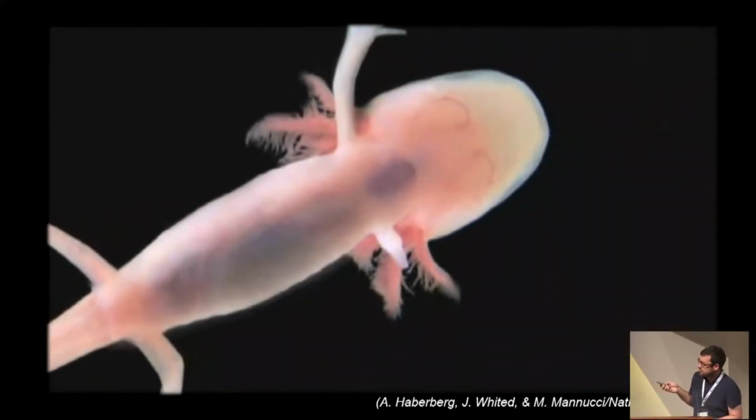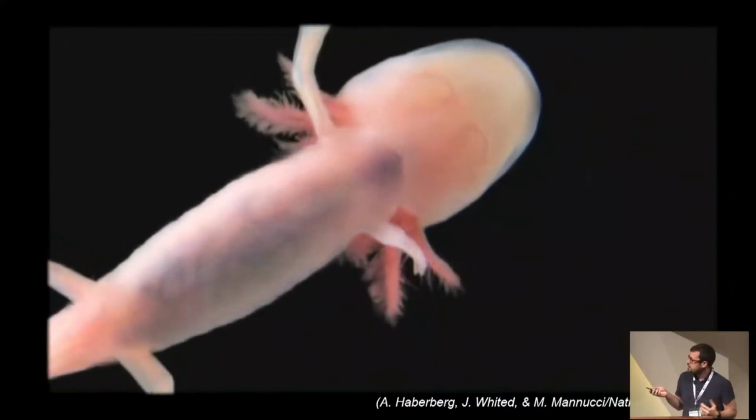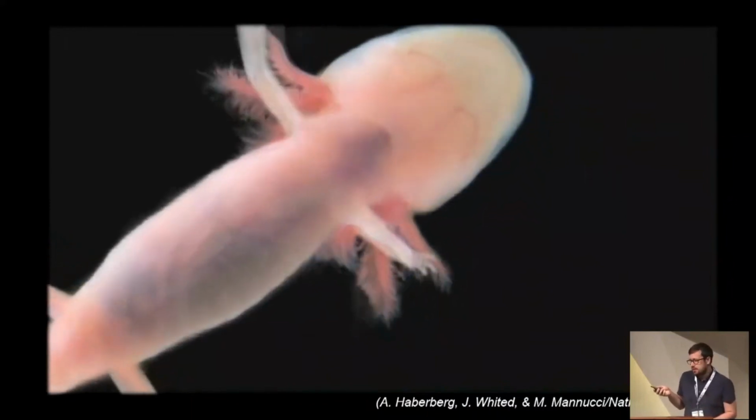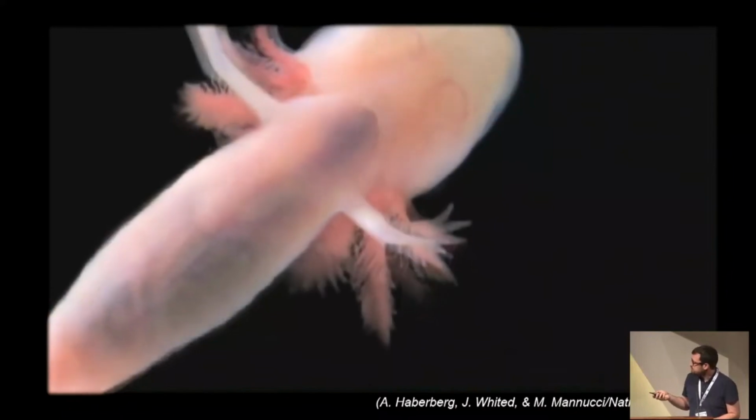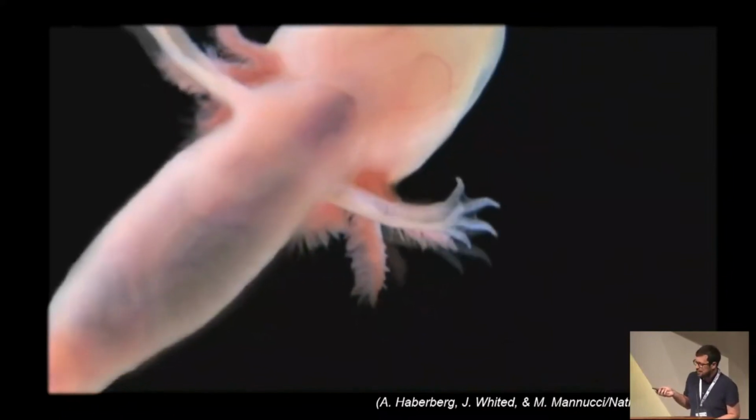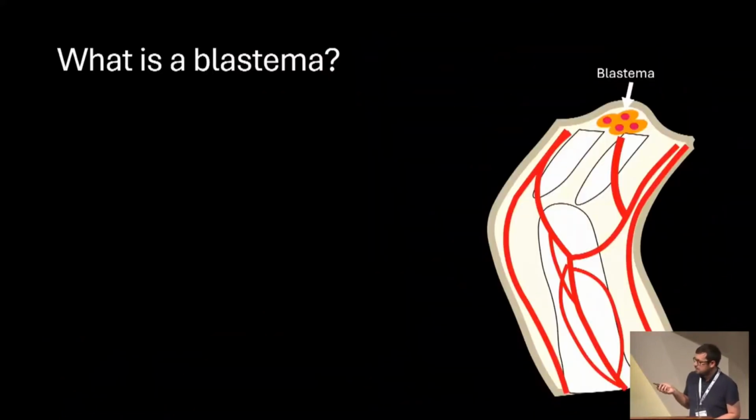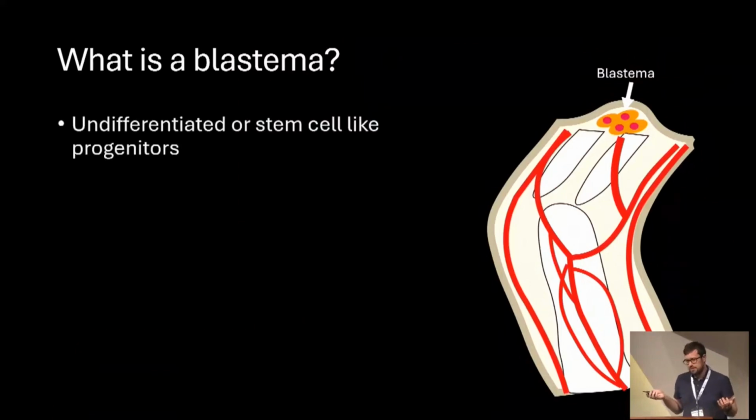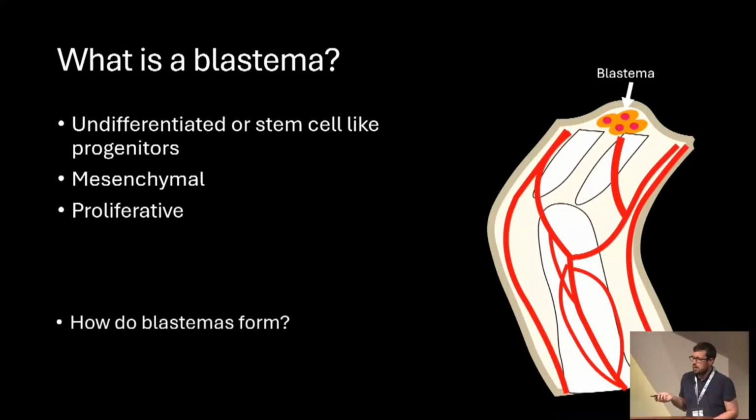So this is the blastema, which I'll talk about a lot. This is a specialized mass of undifferentiated cells, which can give rise to all the tissues of the limb, as you can see here. So, what is a blastema? It's an undifferentiated mass of cells, which have stem cell-like properties. They're mesenchymal and migratory. They're highly proliferative. But how do they form is the question, and what is this process? What is the process regulated by? Is what I'm interested in.